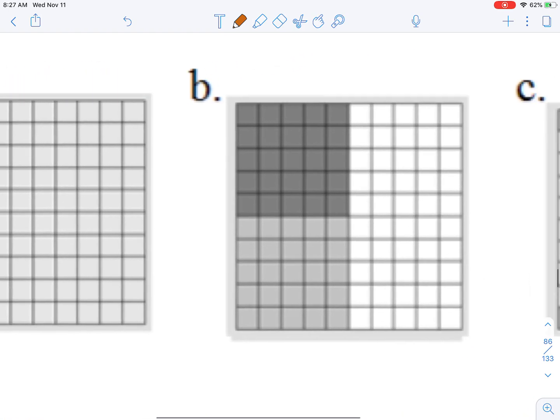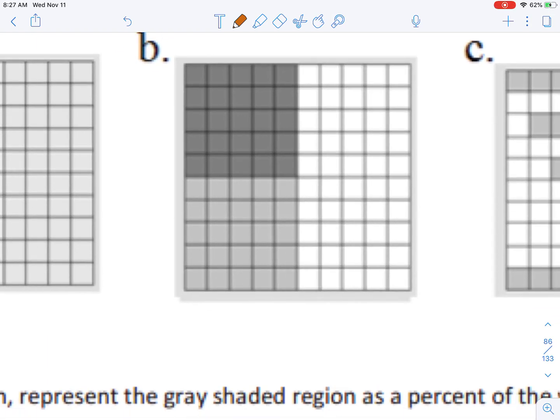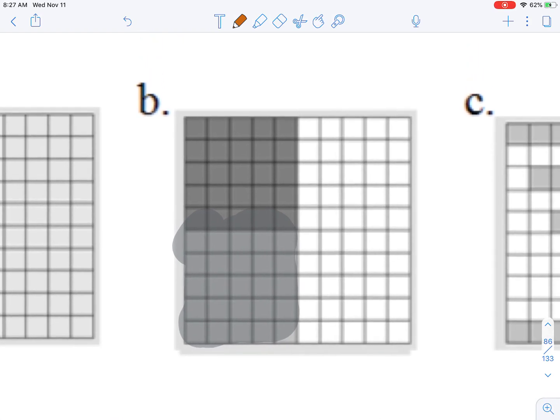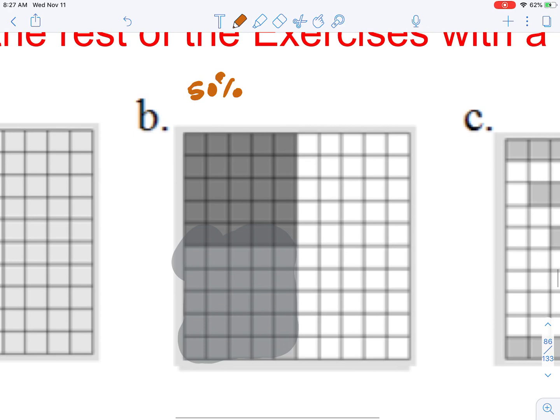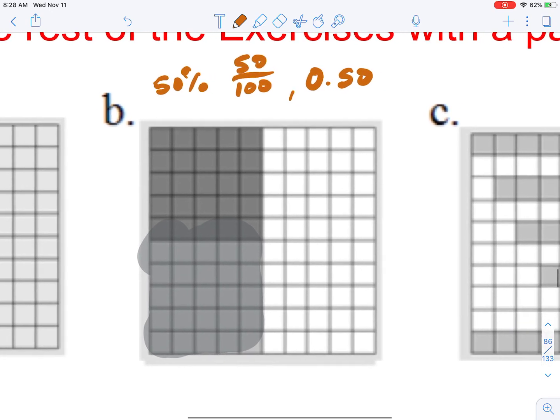Okay, let's look at letter B. I know one side's a little lighter than the other, but they all should be shaded the same. Okay, so looking at this, it looks like half of the boxes are shaded, so this would be 50%. How we would write 50% as a fraction would be 50 over 100, okay? And 0.50 would be the decimal, or just 0.5, okay? Let's go ahead and move on.